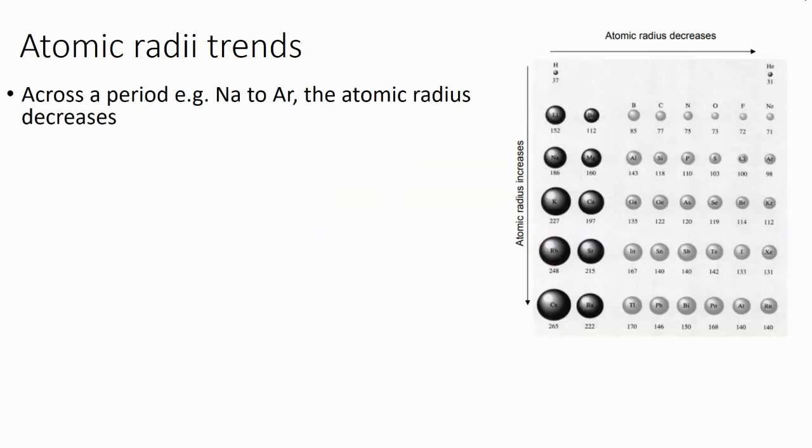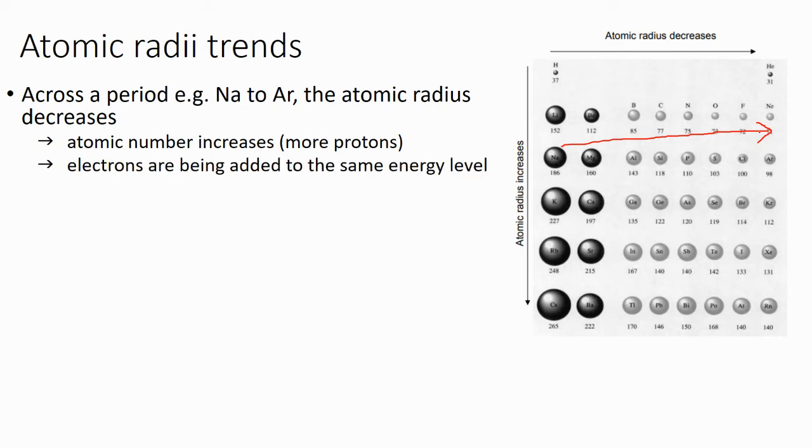Okay, so across a period or a row, for example, from sodium to argon, the trend is it decreases. So sodium is a bigger atom than argon. So across a period, the atomic radius decreases. The atomic number increases because there's more protons. The electrons are being added to the same energy level.